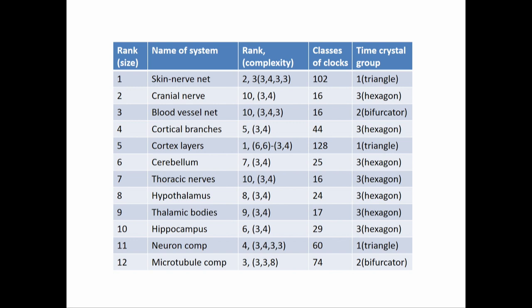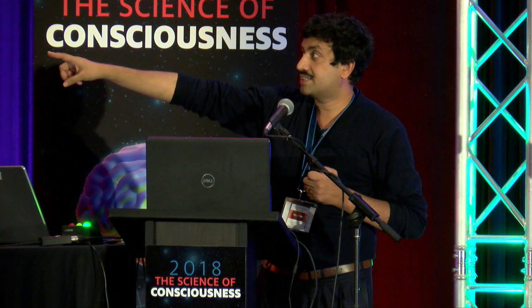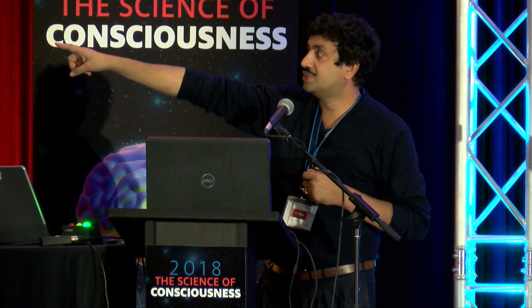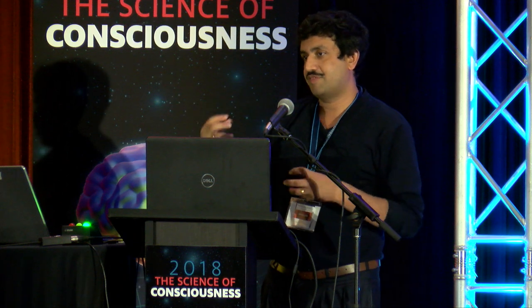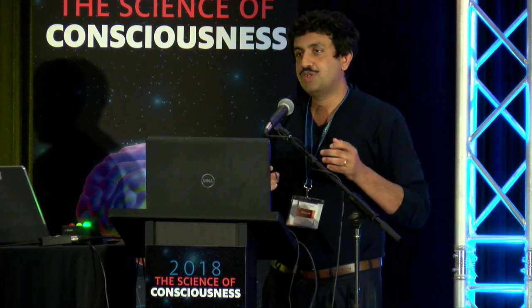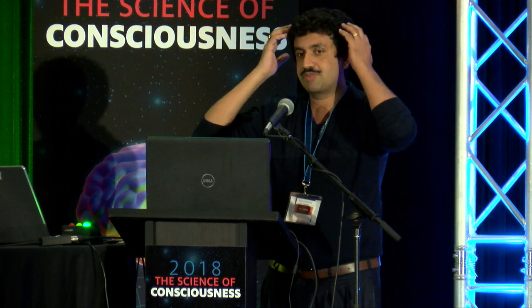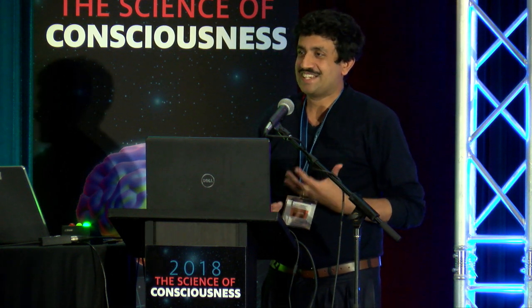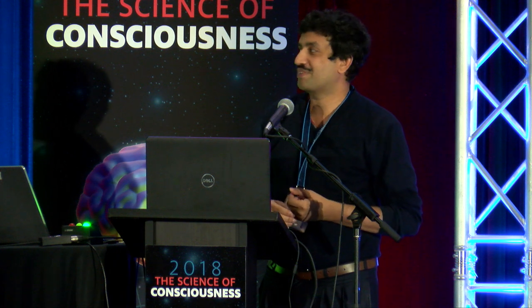I don't know, because we do experiments and we build up theories based on the experiment. We are not theoreticians, so we can't change this table because it pleases us. But this is a very disturbing result: the skin nerve network has 102 distinct classes of clocks over there. So you may be conscious not just because of your cortex; maybe the skin nerve network in your body is also contributing fundamentally to your consciousness.